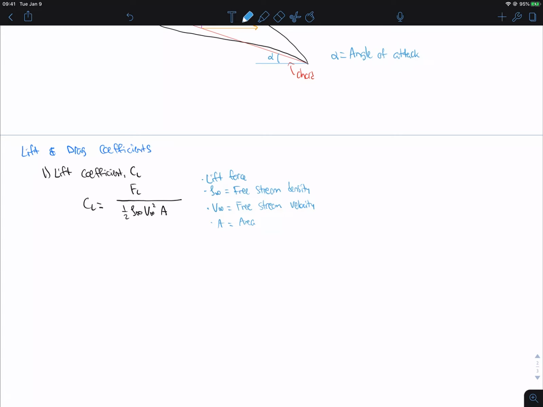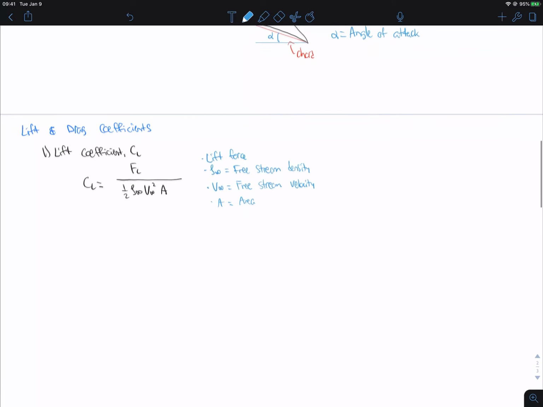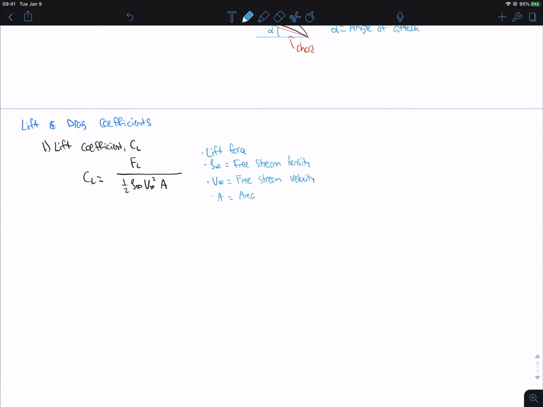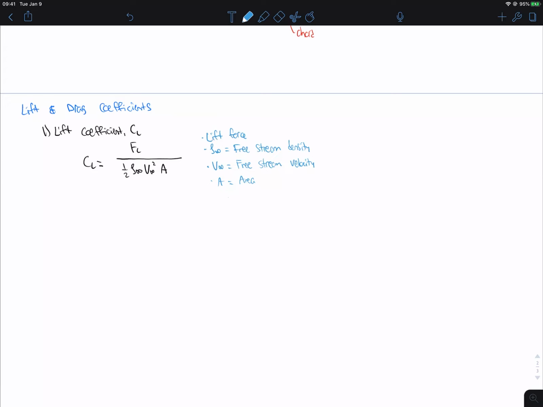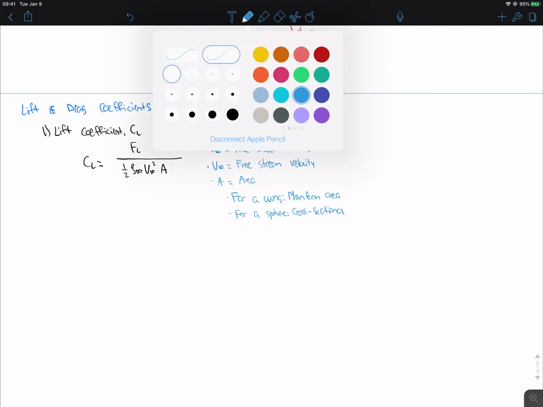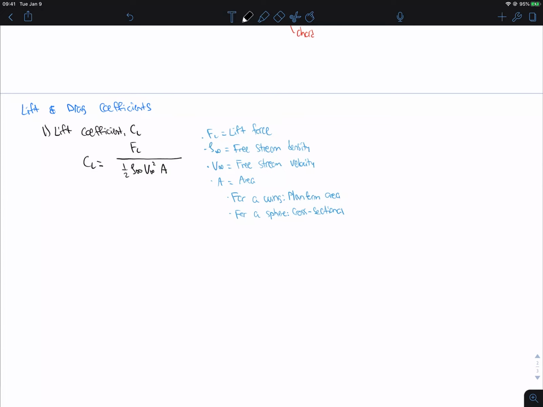And for this, it's going to depend on what object we're measuring. So for an airplane wing, that's going to be the planform area, or basically the area that you see for the wing if you're looking straight down on it. And then for a sphere, it's going to be the cross-sectional area. So we'll say for a wing, that's our planform area, and then for a sphere, cross-sectional. Okay, so that's our lift coefficient.